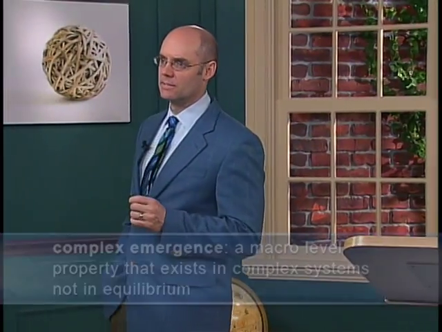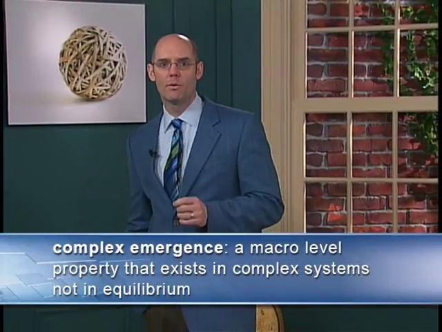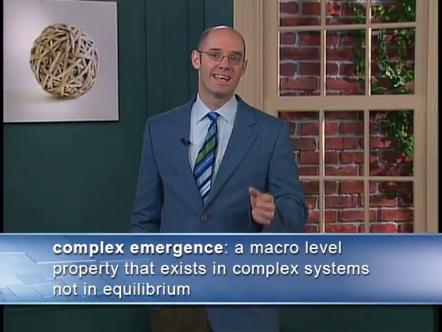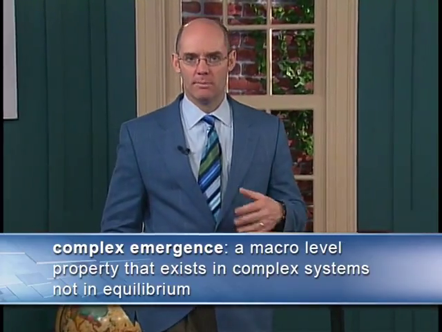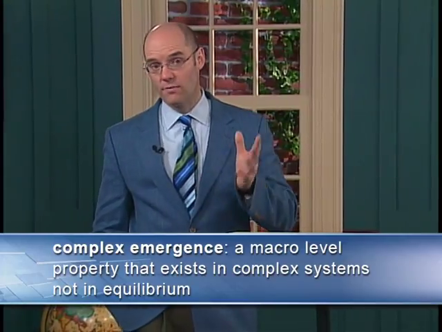Simple emergence applies to systems in equilibrium. The slime mold was dynamic, so we refer to that as an example of complex emergence. Complex emergence is a macro-level property that exists in complex systems not in equilibrium, such as our mobile pseudoplasmodium slime mold, or such as a flame.